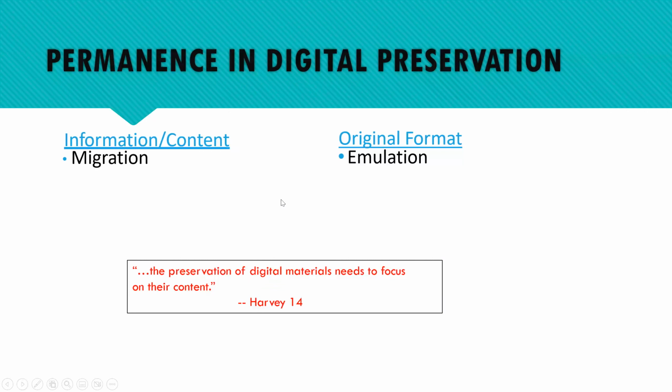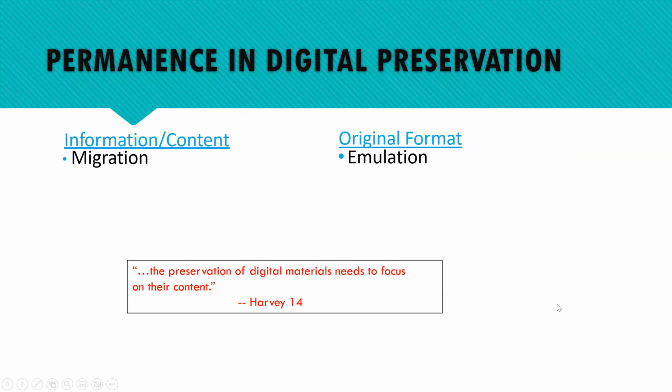So really you can trace it all down to, are you more interested in the information and content from a record, in which case migration is going to be a good choice, or are you interested in having everything in its original format, in which case emulation, and we can throw on copy and provide, are going to be better choices.